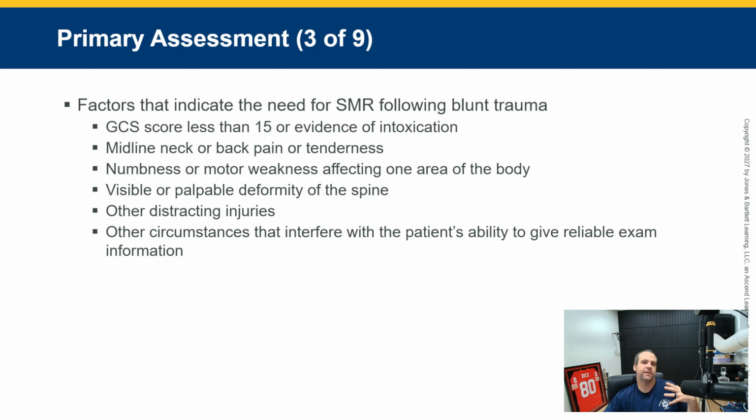Your examination may be unreliable when a patient's Glasgow Coma Scale is below 15. Okay, so that just means the patient is unable to give you appropriate answers or any answers at all. And again, the reason why that could be is a multitude. So we don't need to get into that.